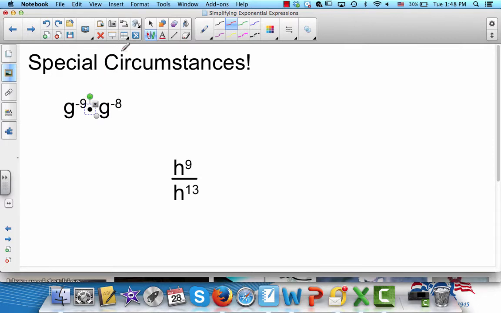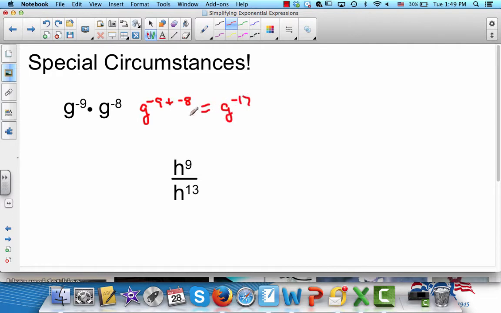Okay, now some special circumstances. Most of the time you'll be told to write your answers with positive exponents only. So we want to explore some of those circumstances here. We've got g to the negative 9 times g to the negative 8. And you remember that whenever you're multiplying powers with the same base, you have to add the exponents. So it'll be g to the negative 9 plus a negative 8. Well, that gives you g to the negative 17.